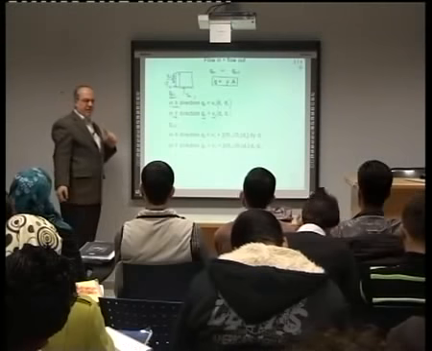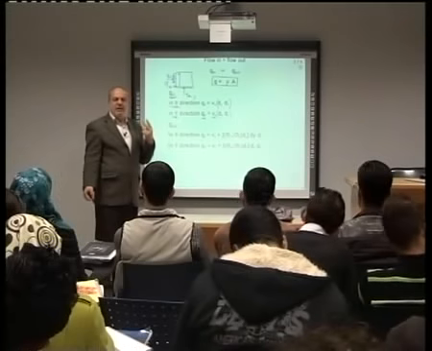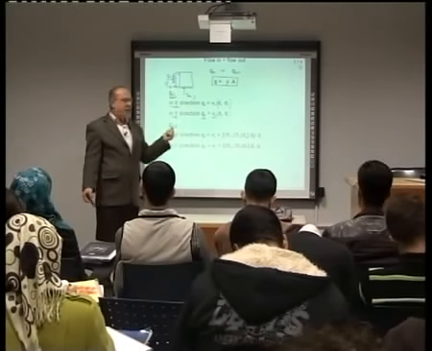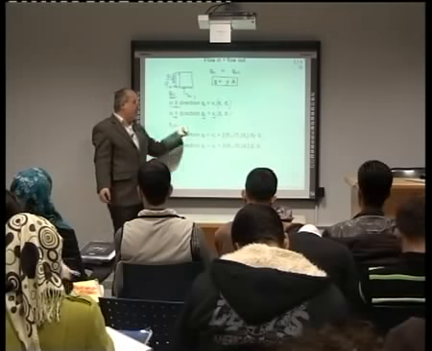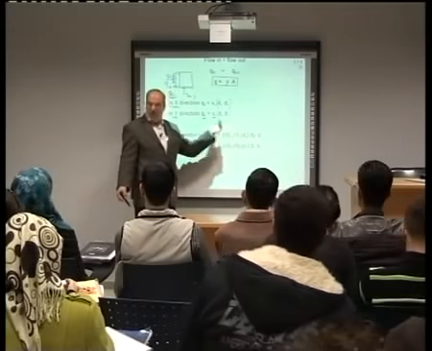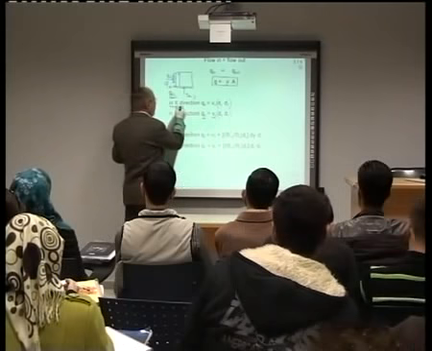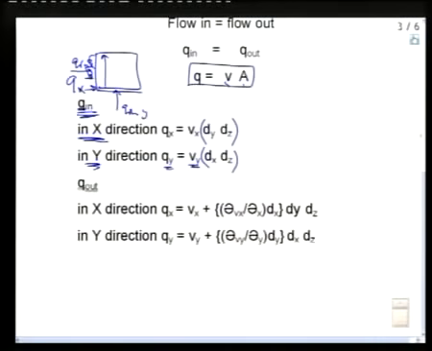So what I did is I calculated the Q in, in two directions. If I put the third direction, the z direction, it would be Qz equals Vz multiplied by dx dy. But I have two directions only, so two-dimensional. So in the x direction, I will have Qx equals Vx by dy dz. Qy in the y direction equals the velocity in the y direction by dx dz.